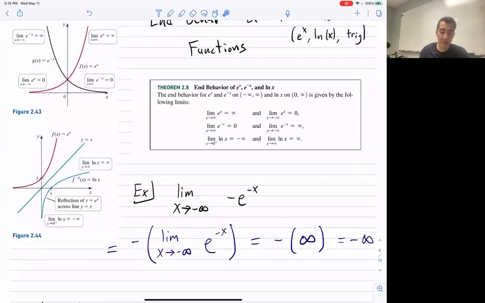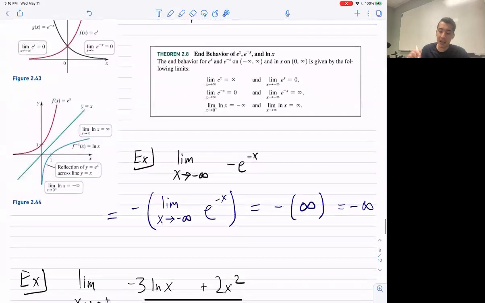Similarly, the way we can get the end behavior for ln of x, because ln of x is just the reflection over the line y equals x. As x goes to infinity, ln of x goes to infinity. As x goes to 0 from the right, because actually ln of x does not exist for negative numbers, ln only works for positive numbers, it will go to negative infinity. And so we can use that to compute limits like this.